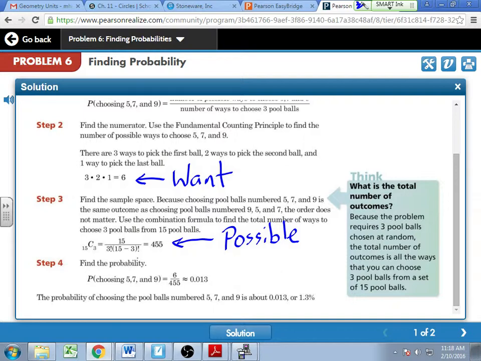Why doesn't the 15 have the exclamation point after it? Is it not supposed to? I think that's a typo. Let me check it. The 15 choose 3. Yeah, that should have a factorial. Good catch, Greg. This should have an exclamation point. So on your paper, please write that in so you do not later get confused. That 15 should have a factorial. That's a typo.